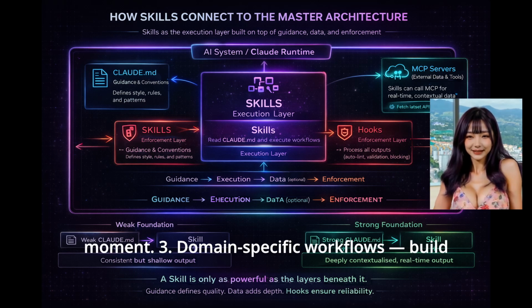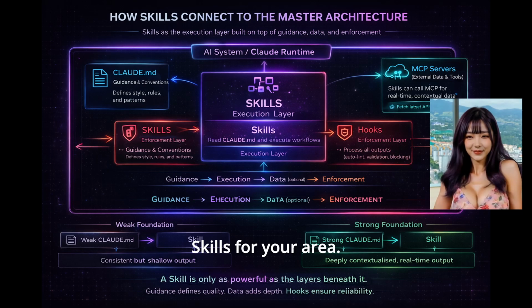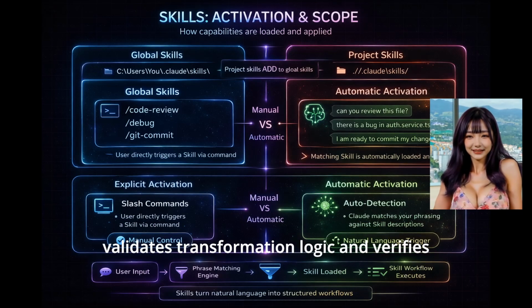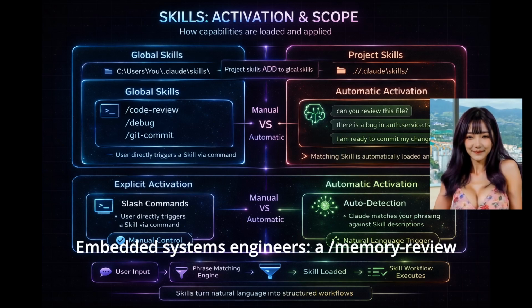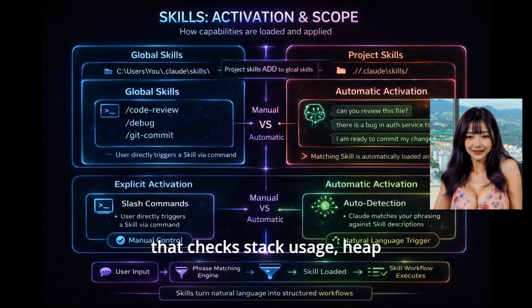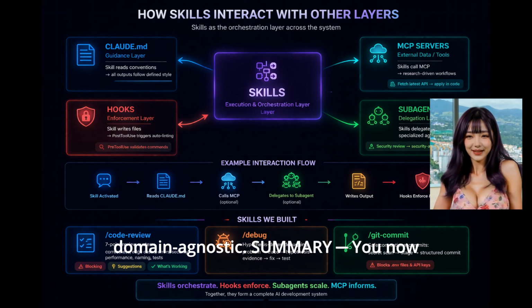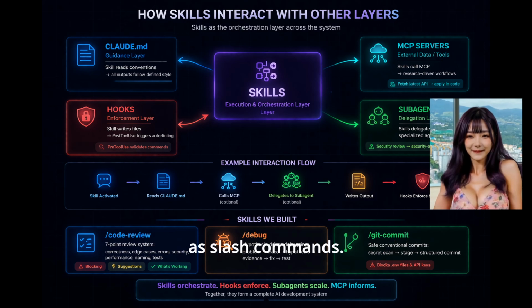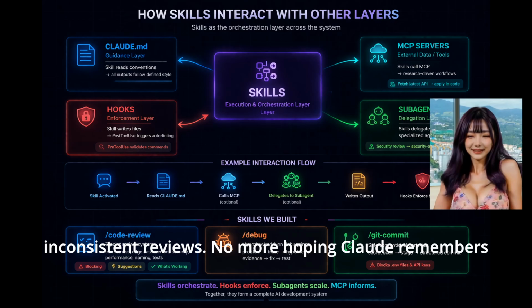3. Domain-specific workflows. Build skills for your area. Data engineers: a pipeline check that validates transformation logic and verifies idempotency. Embedded systems engineers: a memory review that checks stack usage, heap allocation, and pointer safety. The skill system is entirely domain agnostic. Summary: you now have reusable, precise workflows available as /commands. No more re-explaining your process. No more inconsistent reviews.